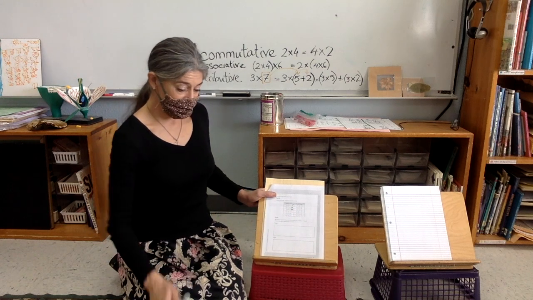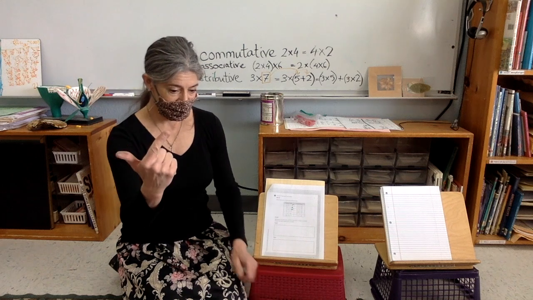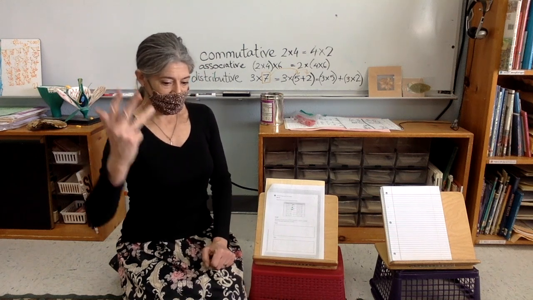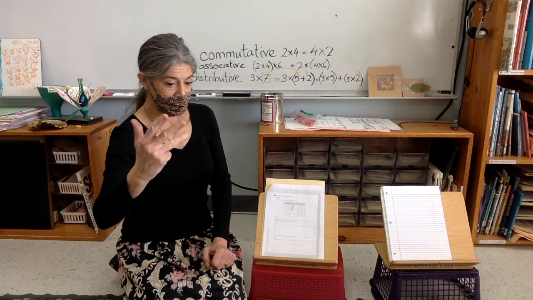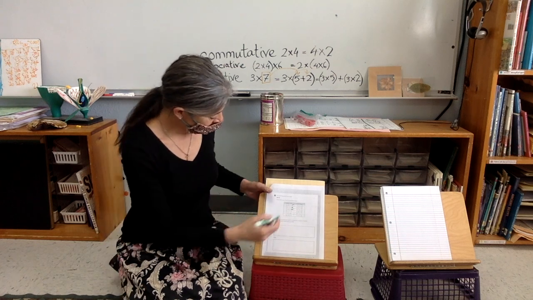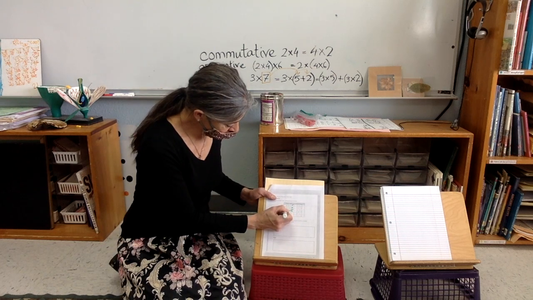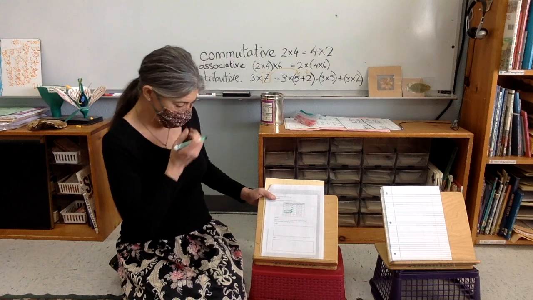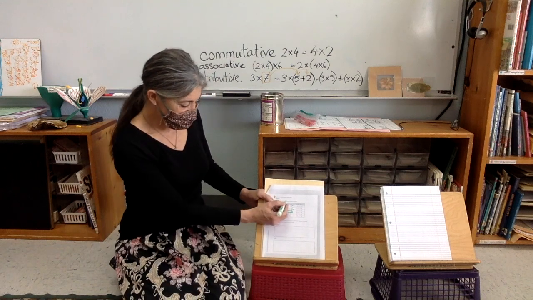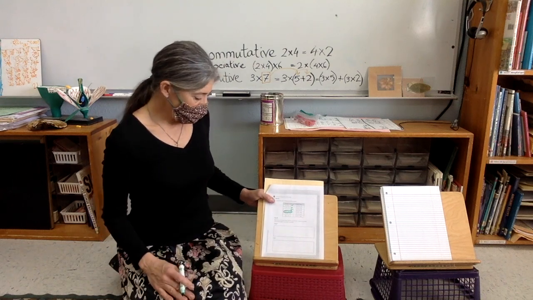32 divided by 8 is 6. 8, 16, 24, 32. Uh-oh. Circle it. She got that one wrong. I put an X. Yeah, but it says to circle it. You can put an X as well.